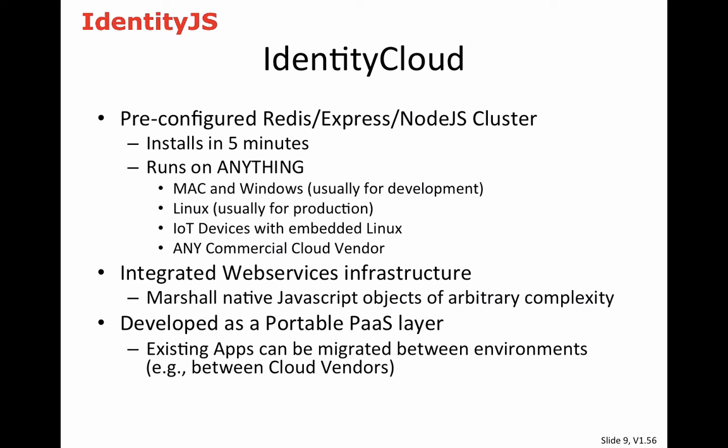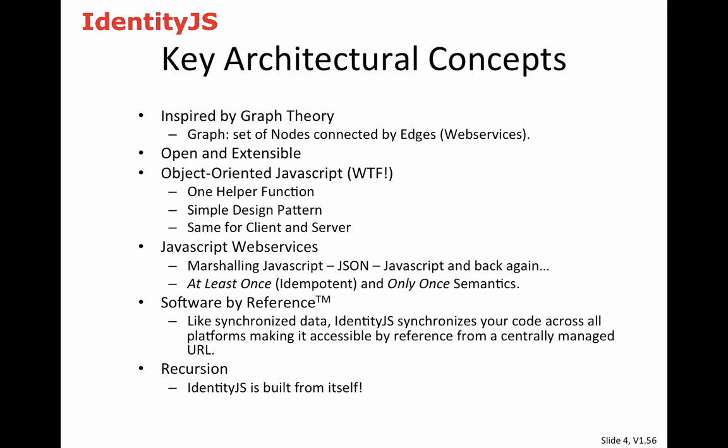is developed as a portable platform as a service layer, which means existing apps can be migrated between environments, for example, between cloud vendors, or between private deploys and public deploys. Up to you. As we get through this, we'll actually install the Identity Cloud on a Linux box and put it through its paces. Before we get too far into the weeds, let's review some key architectural concepts.